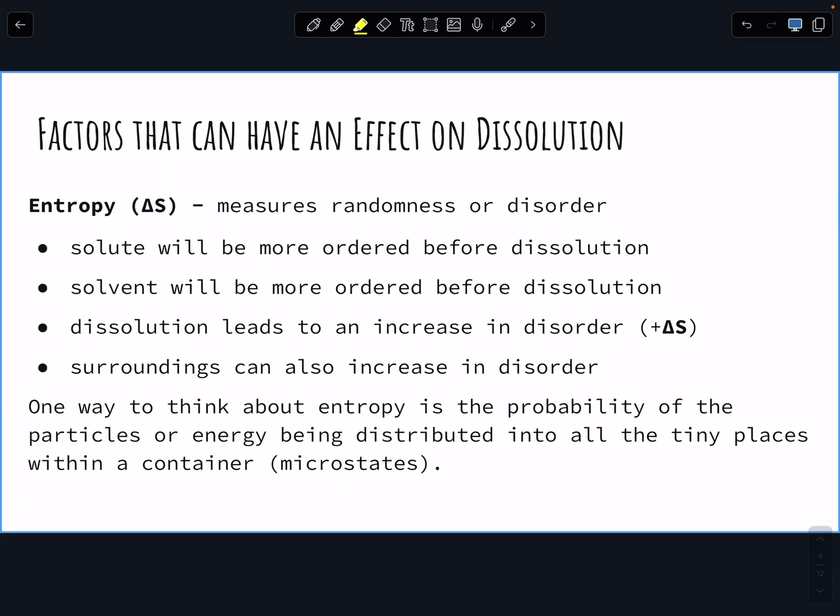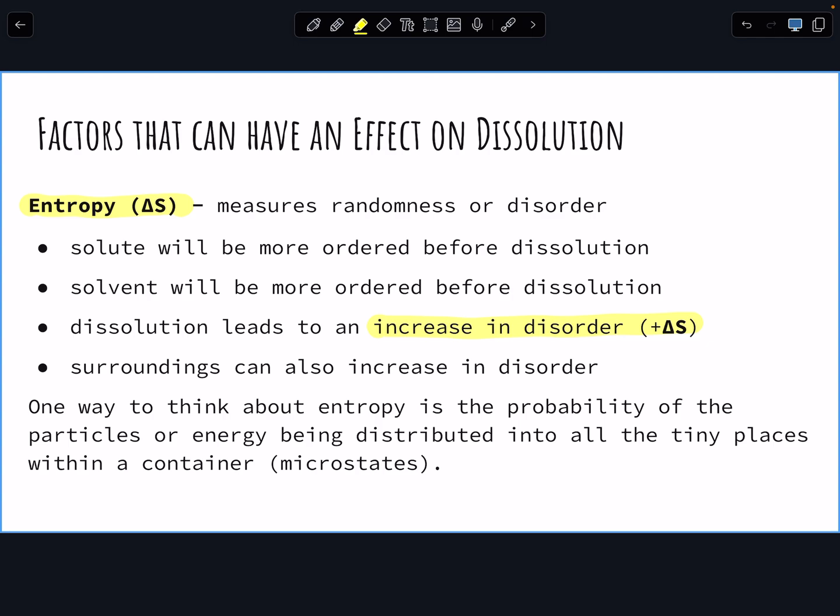Another factor that can have an effect on dissolution is our entropy, and that is going to be delta S. Entropy measures the randomness or disorder of some sort of solution or system. So your solute is going to be more ordered before dissolution, which should make sense. You have a salt and you have water, and your salt should be in crystal form. Your solvent will also be more ordered before dissolution because you have, say, pure water or whatever the solvent is. Your dissolution is going to lead to an increase in disorder, or what we call a positive delta S. And your surroundings could also increase in disorder.